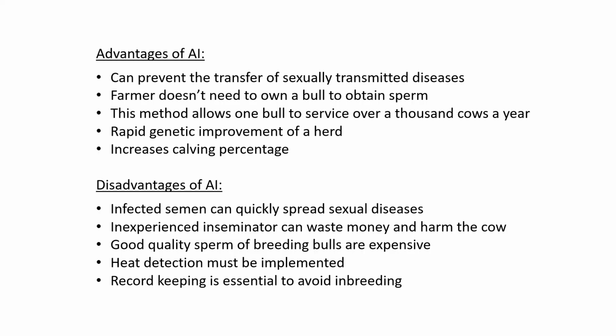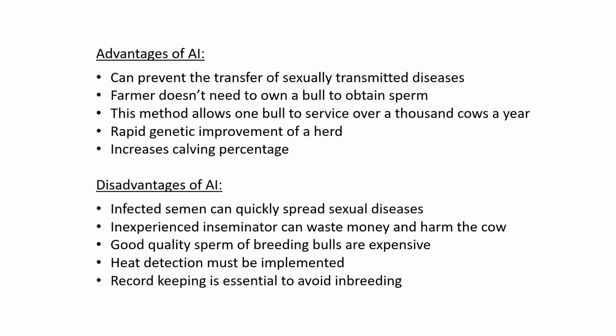Secondly, the farmer doesn't have to own a bull to obtain sperm. He can obtain sperm from somebody else's bull, a breeding bull and so on, and then he gets the sperm and inseminates his cows. So he doesn't have to own his own bull. Thirdly, this method allows one bull to service over 1,000 cows a year, because again, every day a bull can donate a few thousand sperm. So without having to actually do the mating ritual, the sperm of one bull can be used for a lot of cows.